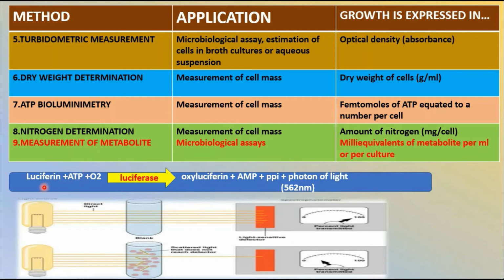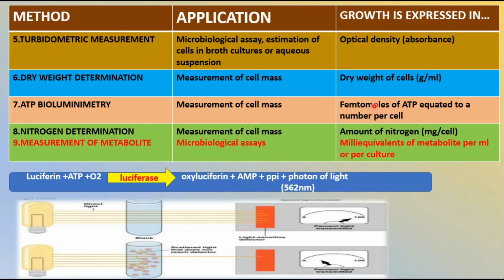So how does it occur? Luciferin first combines with ATP, giving rise to luciferin adenylate. Now this luciferin adenylate combines with oxygen in the presence of the luciferase enzyme, giving rise to oxyluciferin along with AMP, adenosine monophosphate, inorganic phosphate, and a photon of light. And this photon of light is determined by using biosensors.